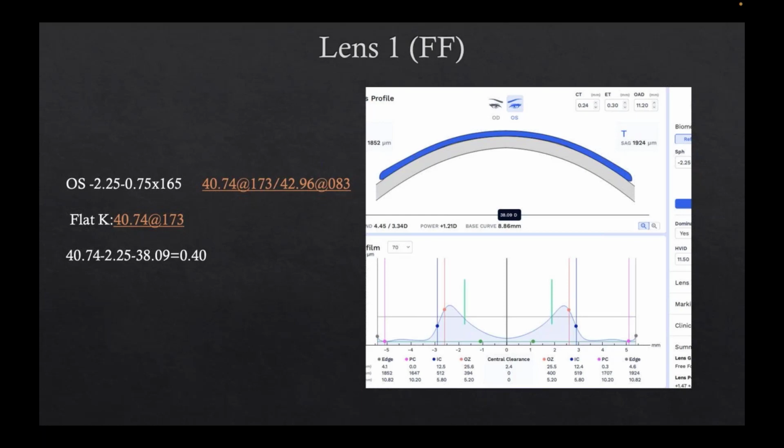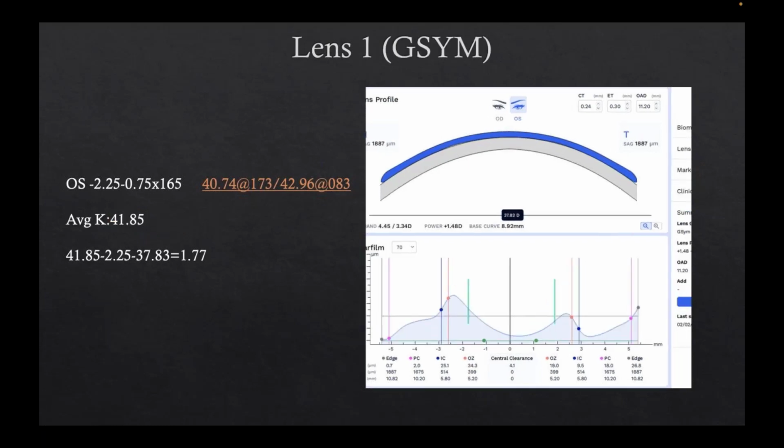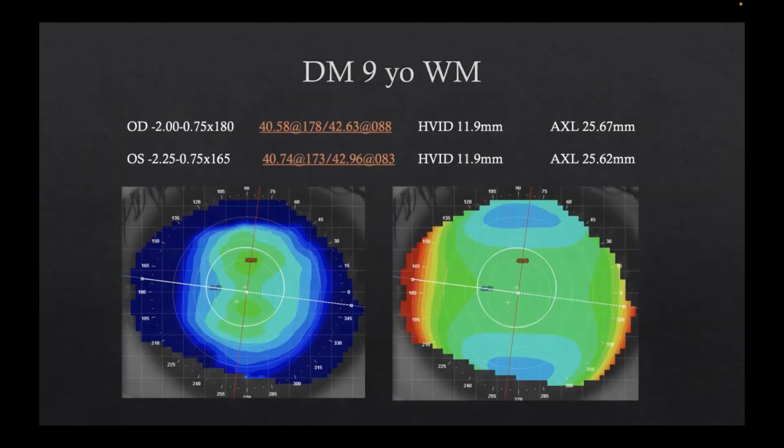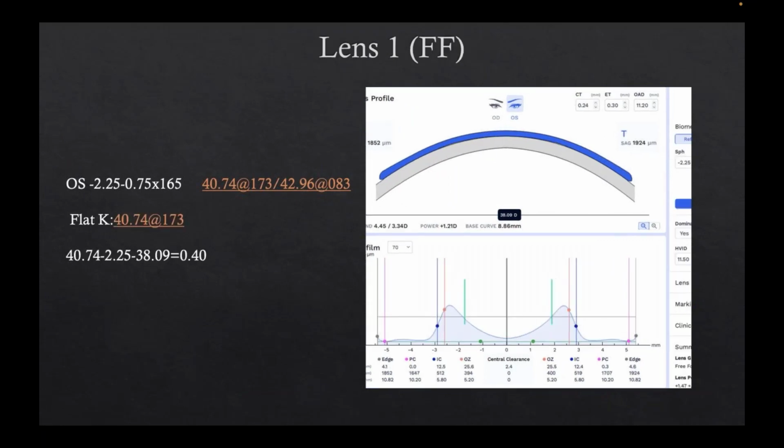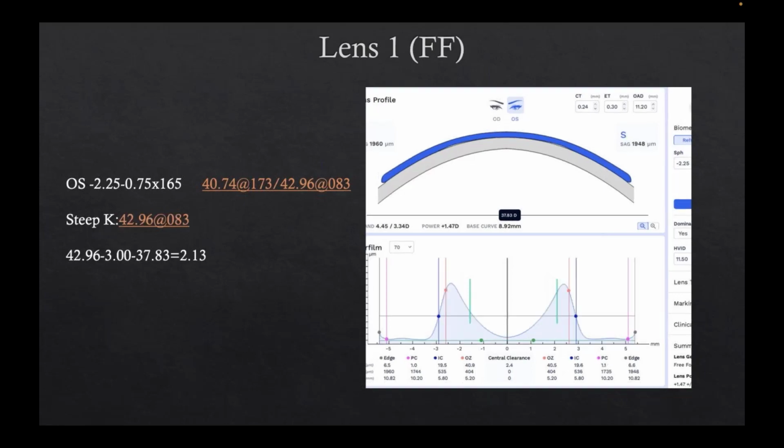by using a GSIM lens on this cornea, by using a GSIM design on this eye, okay? Because if you actually look at the corneal cylinder, there's almost 2 diopters of difference there, but yet I only have 0.75 in the refraction. So if I do a freeform lens, I'm going to significantly undercorrect the flat meridian, and I'm going to significantly overcorrect the steep meridian.